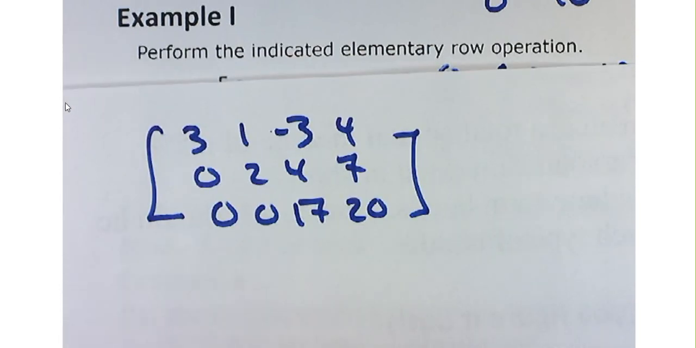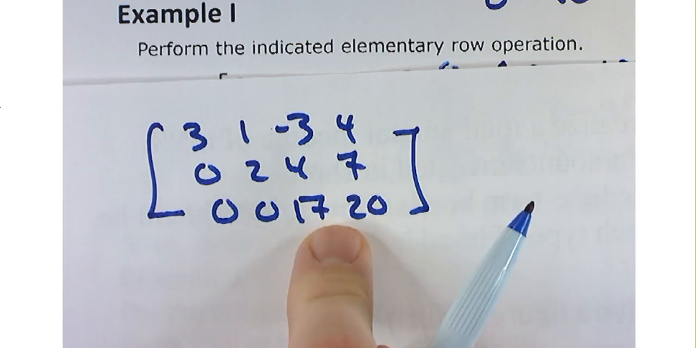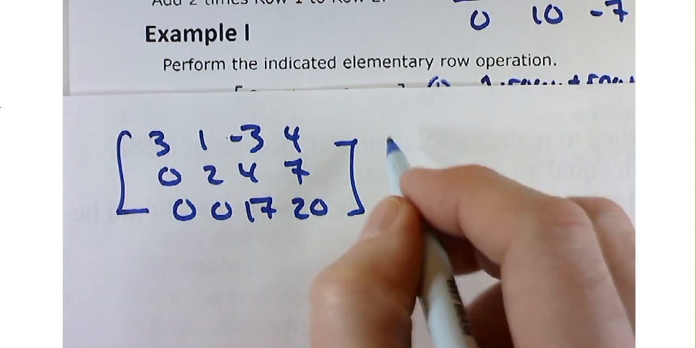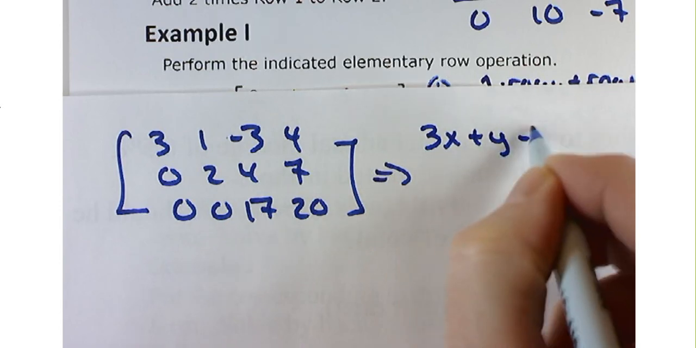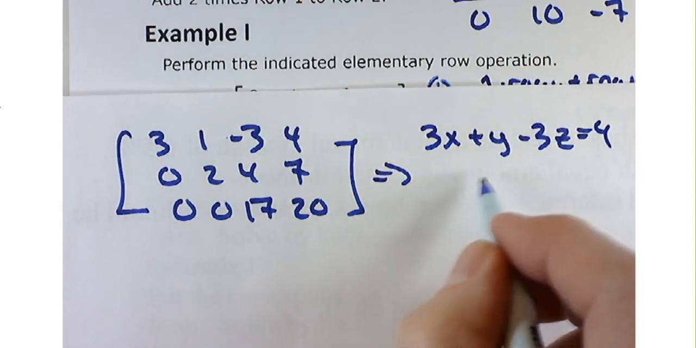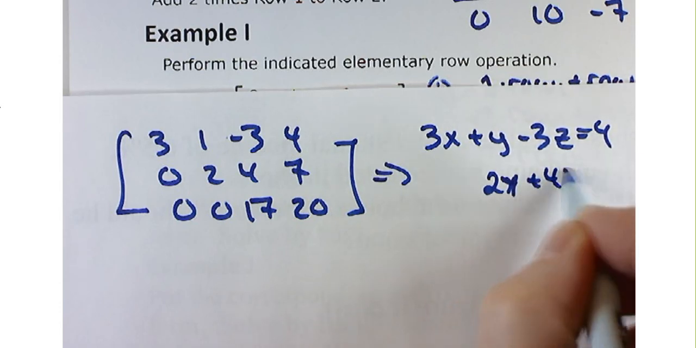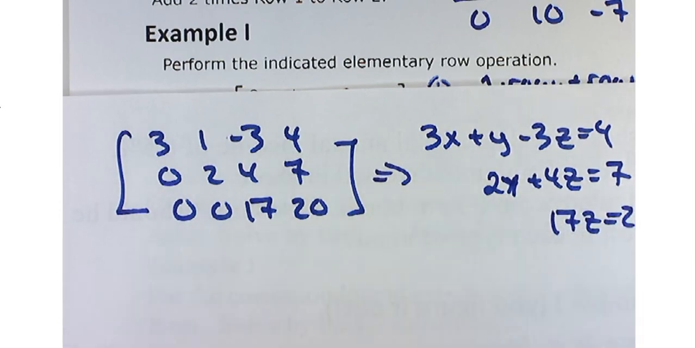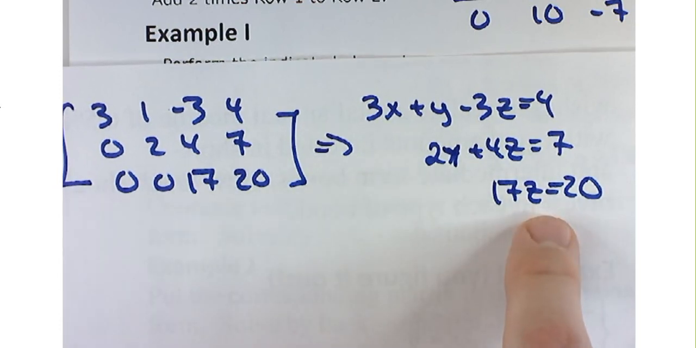This is perfect for solving by back substitution, except one thing. We're not going to get a nice friendly number down here. But this is our augmented matrix. So let's see what system of equations this represents. This represents 3x plus y minus 3z equals 4. 2y plus 4z equals 7. And 17z equals 20. So it's this last one that wet the bed, because it's not going to work out nice.